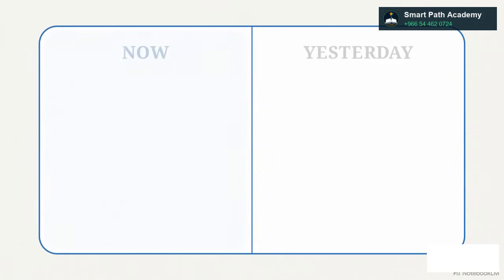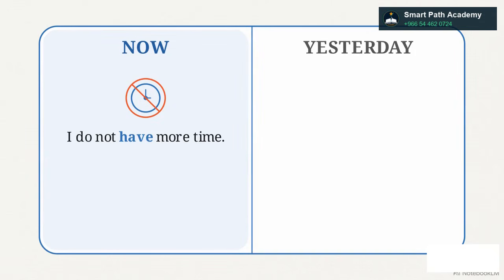Look at this diagram. In the now section, we see a very common problem. I do not have more time. But when we want to change that fact, English forces us to do something strange. We describe our current lack of time using a past tense word.